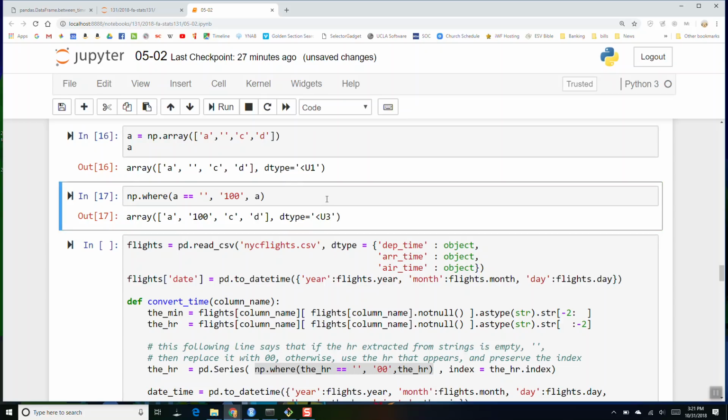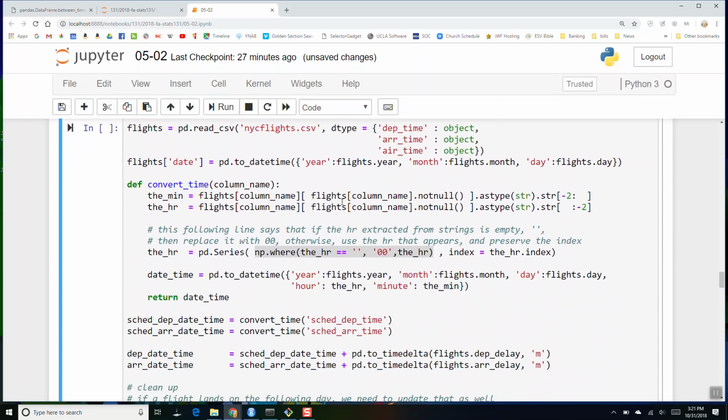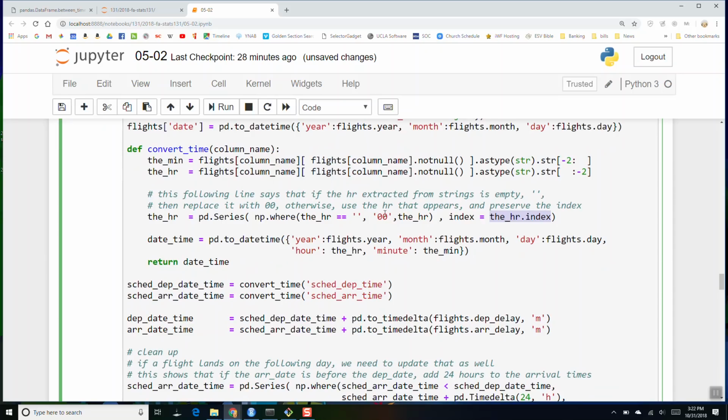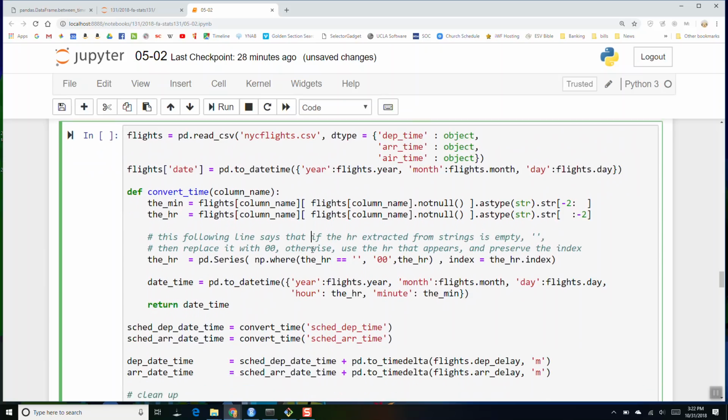An issue though is that because we're using NumPy, we lose the index, which is very important when we're doing pandas. So we have to make sure we preserve the original index that exists. We're going to feed this back into a pandas series, and preserve the index by saying make sure you use the index currently associated with the hour. Okay, and so that updates the hours, and it basically puts in zeros where it had empty strings, for issues where we get the 10.